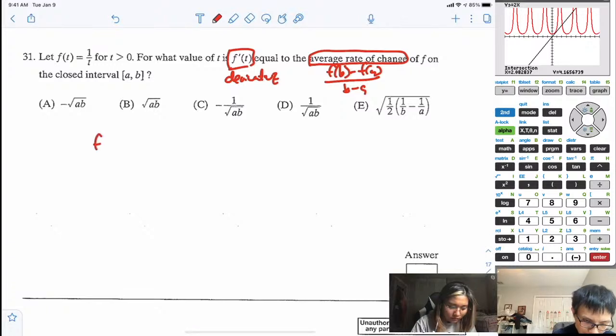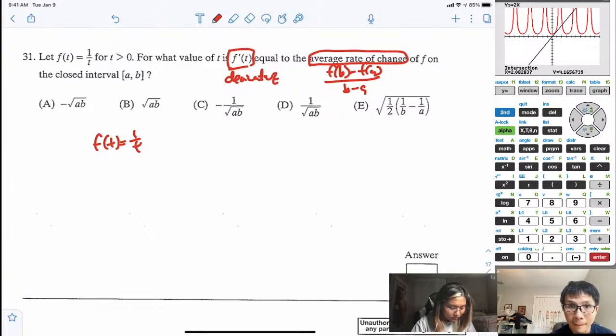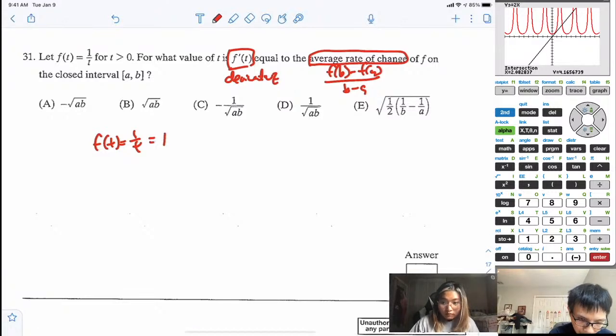Do you guys know what the derivative of 1 over t is? We could use the quotient rule, but it's easier to remember that the top part is constant. So can I do this?